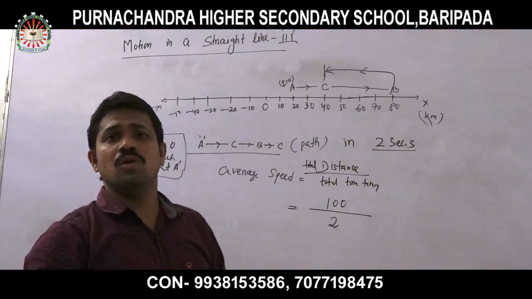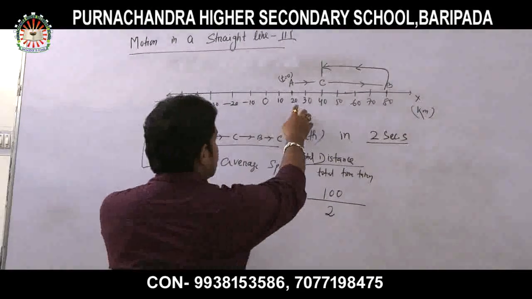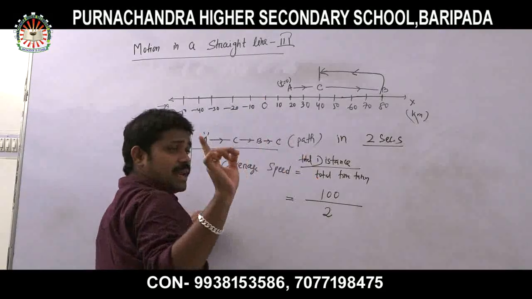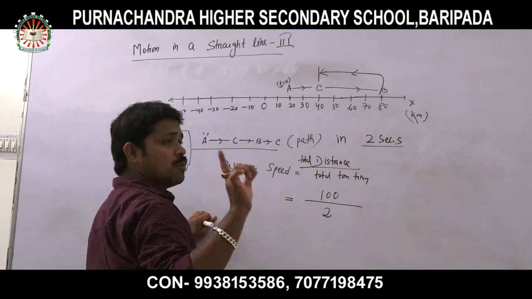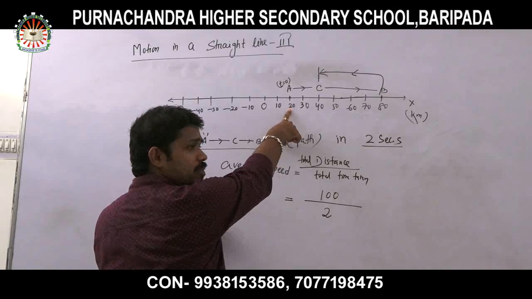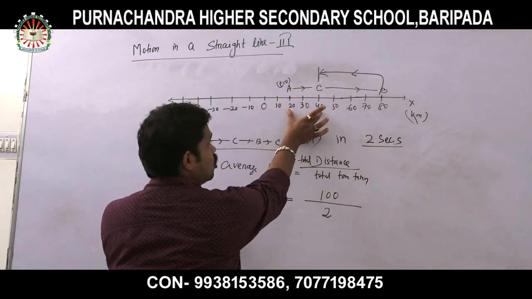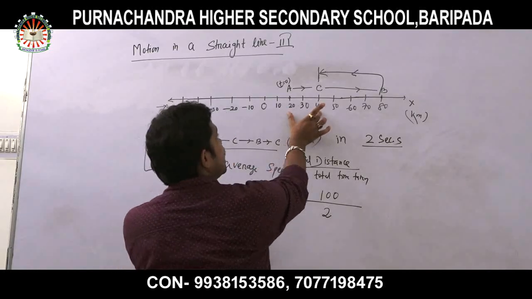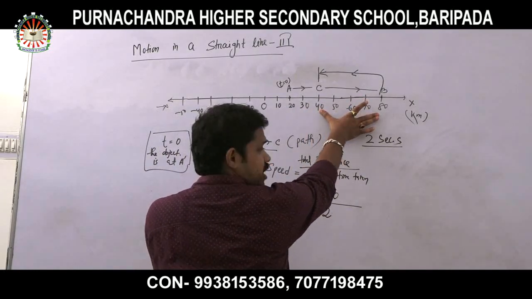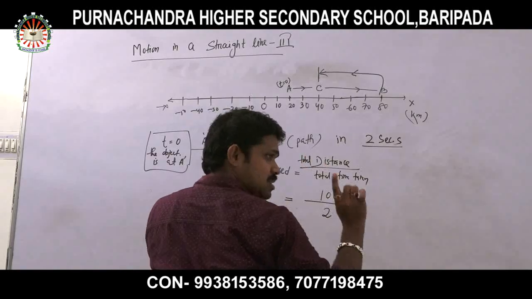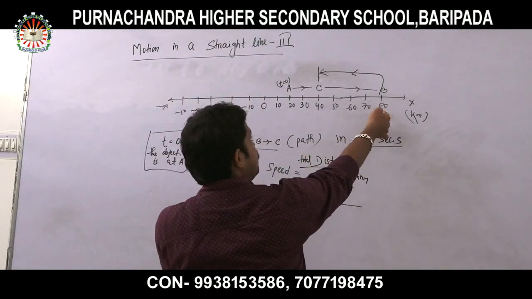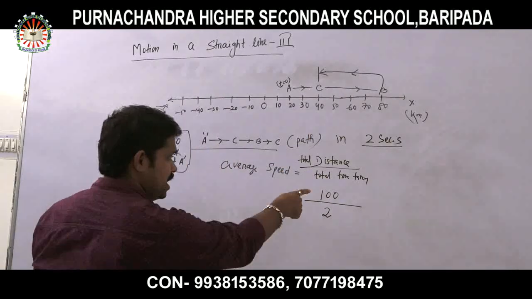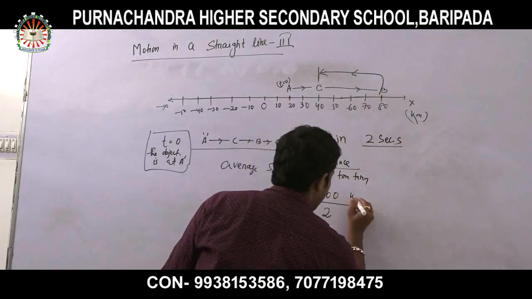Clear all of you? Again I will repeat. The object does not start from origin. The object starts from A. First goes to C. That means the distance covered is 20 km. Then C to B is 40 km. So 20 plus 40 is 60. Then again from B to C is again 40 km. So 20 plus 40 plus 40. How much? 100 km. Clear all of you?